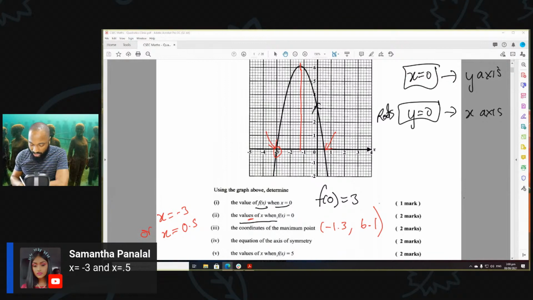The equation of the axis of symmetry, well, that is free marks. The equation of the axis of symmetry uses the x value of the minimum point.